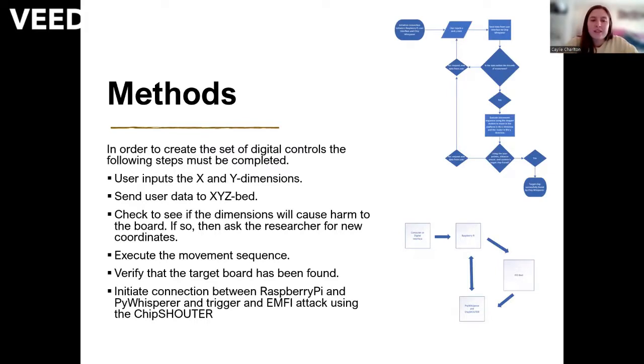In order to create the set of digital controls, we will complete the following steps. We'll start with initiating the connection between the Raspberry Pi user interface and the ChipWhisperer. We'll get user input for the X and Y dimensions. We will send that user data to the XYZ bed and check to see if the dimensions will cause harm to the board, that is, if it is out of bounds in the X and Y dimensions, or if the Z dimension will damage the chip.